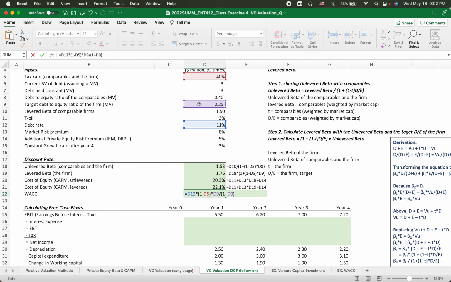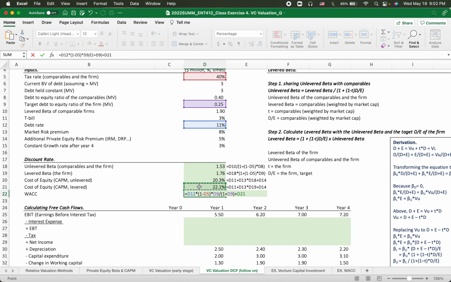And then we need to calculate the weight of cost of equity, right? So where is the cost of equity? Levered, because the cost of equity levered considers debt. When you calculate the weighted average cost of capital, we definitely know that the company has debt, right? So we use this 22.1% as a cost of equity.